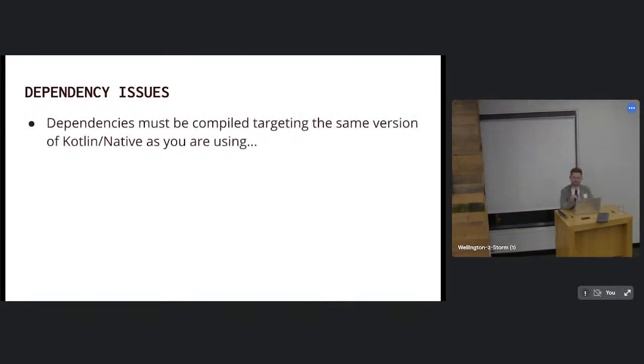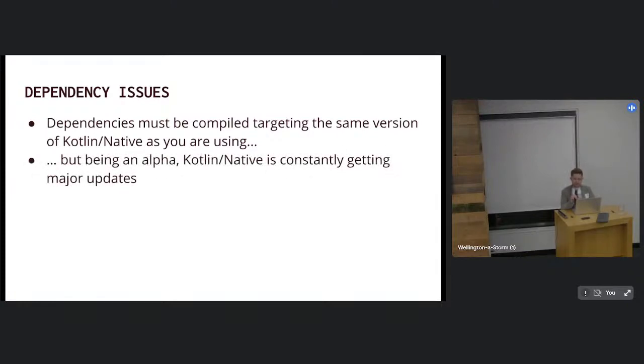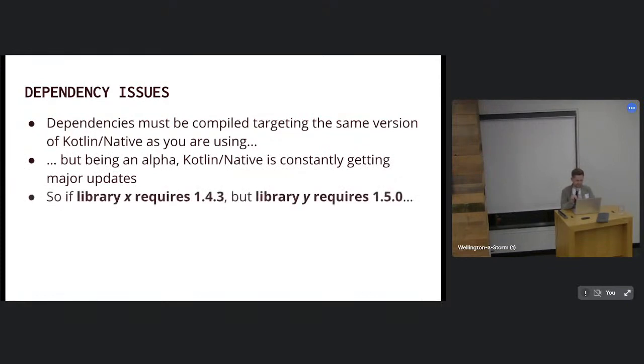Dependency issues. As I mentioned, all your dependencies have to be compiled using the same version of Kotlin Native as you're using in your project. But obviously being an alpha, Kotlin Native is constantly getting major updates. And then you can end up in a situation where library X requires 1.4.3 and library Y requires 1.5.0. That can happen quite often. And if that happens, then you're in trouble.